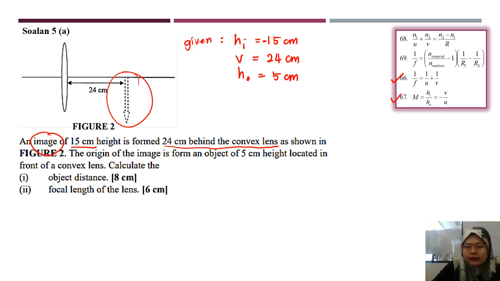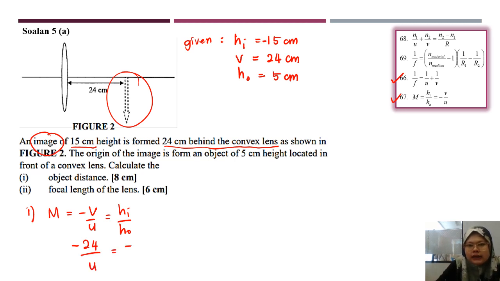So according to the information given here, awak nak cari object distance U. Okay, so we can use equation 67 for us to find the magnification dulu, sebab daripada magnification tu we can find the U. So M sama dengan negative V over U and also equals to HI over H0. So kita punya V adalah 24 bahagi dengan U kita nak cari sama dengan HI which is negative 15 bahagi dengan our H0 is 5.